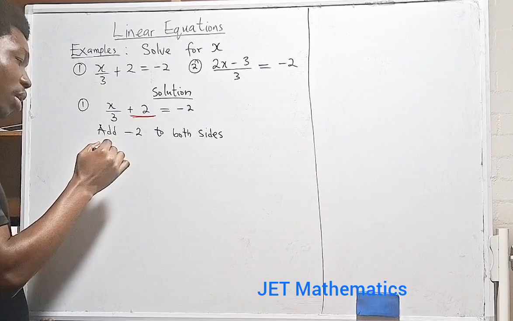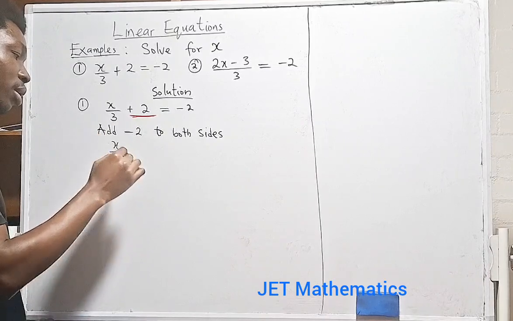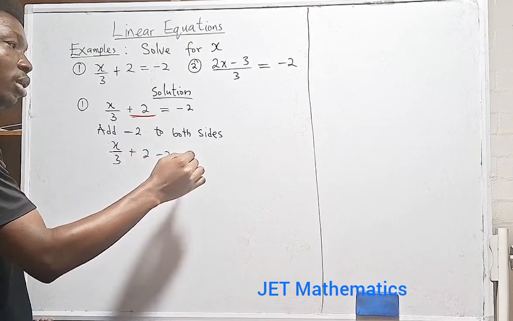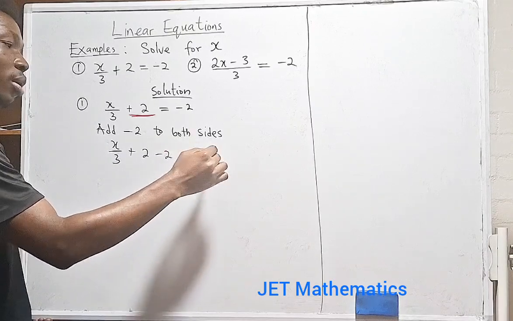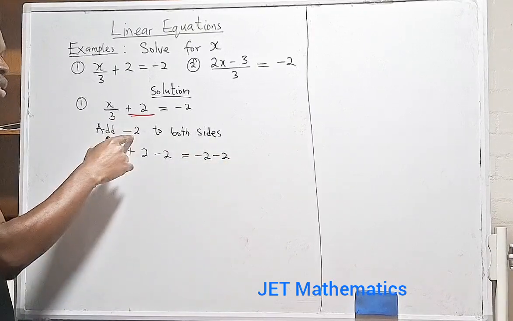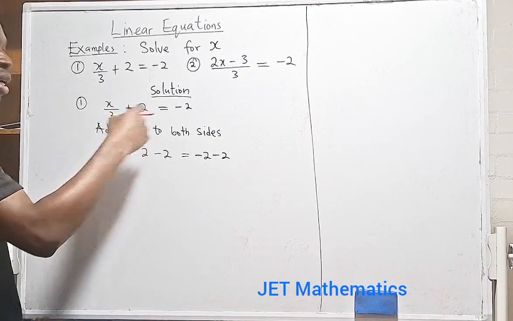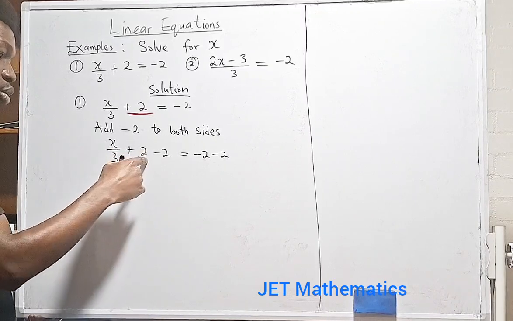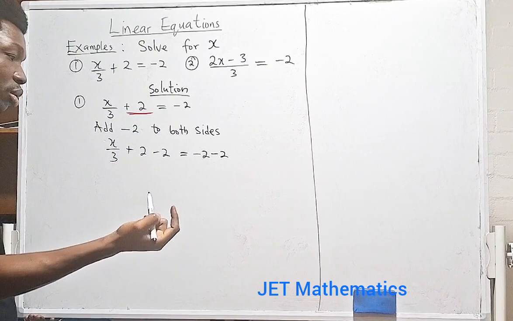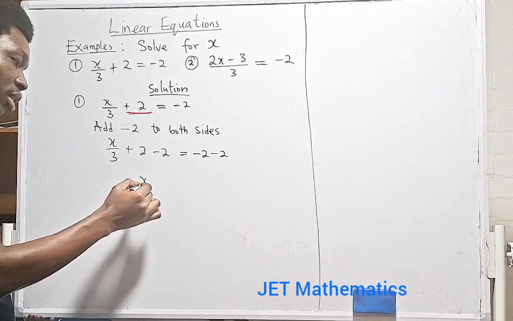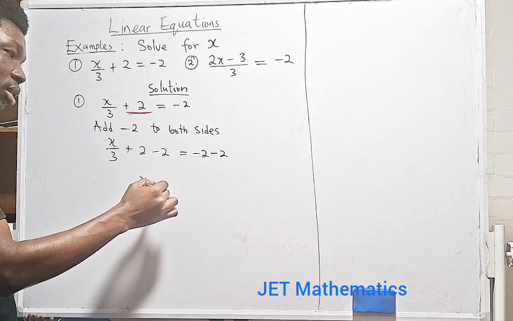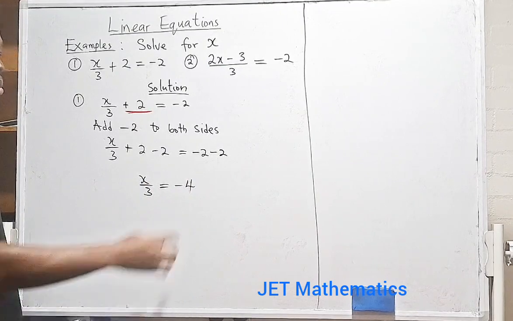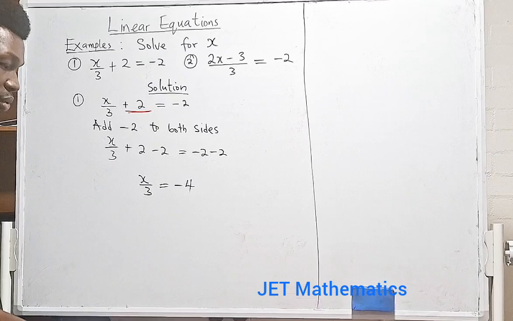So when we do that, we have x divided by 3 plus 2, then we add minus 2 to it, is equal to minus 2 minus 2. Remember, we're adding this minus 2 to the left hand side and to the right hand side. So that gives us this. So next, plus 2 minus 2 goes out, reduces to 0. So we have left here x over 3 is equal to minus 4. Alright, minus 2 minus 2 gives us minus 4.